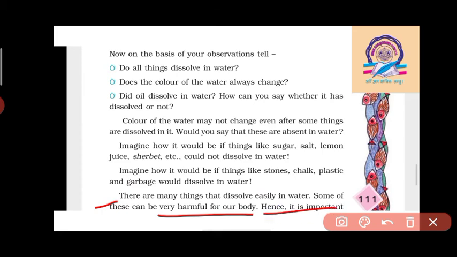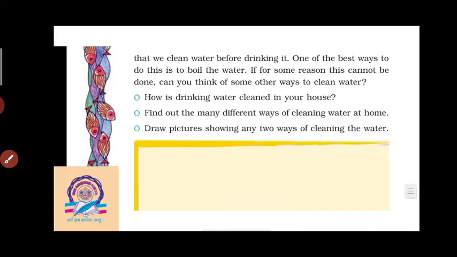Hence, it is important that we clean water before drinking it. Otherwise it may be very harmful for our body. One of the best ways to do this is to boil the water. You might have done it at your home also. We can boil the water before drinking it, so all the impurities of water will be gone after doing this. We can remove them.